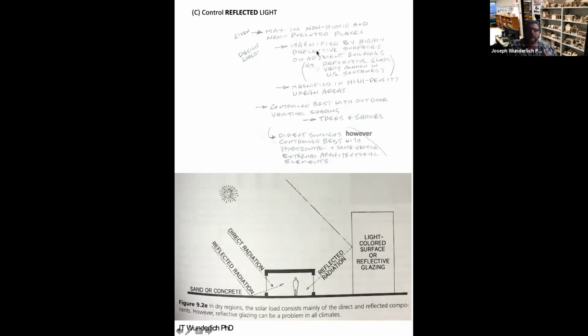But anyway, magnifying by the reflective, magnified in high density areas, this can be a problem building high rises. And it's controlled best with outdoor vertical shading, things like trees and shrubs. However, there's sort of a trade-off here. Direct sunlight, however, is controlled best with horizontal elements, like louvers, although some vertical things outside are good too. So it's not just vertical good, horizontal bad, it's a mix.